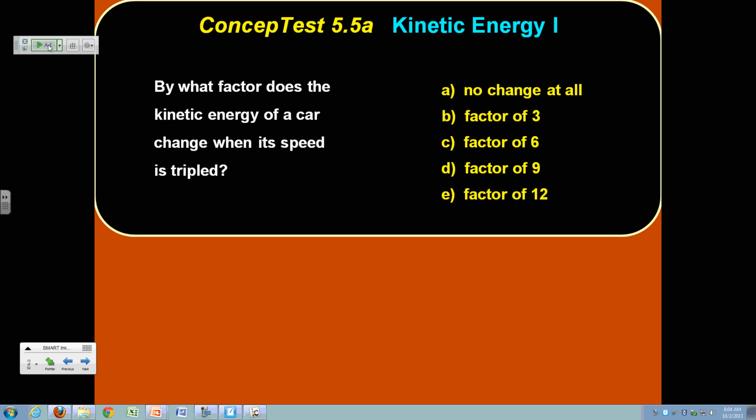By what factor does the kinetic energy of a car change when its speed is tripled? I think Emilie du Châtelet, what would she say? Right, if the speed is tripled.